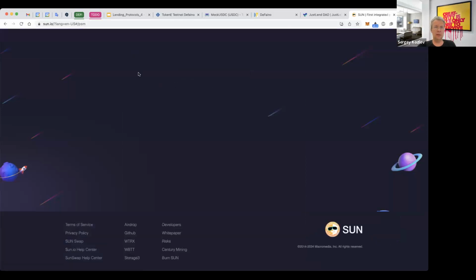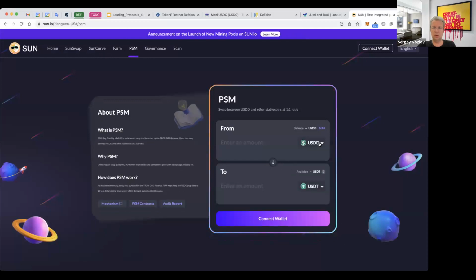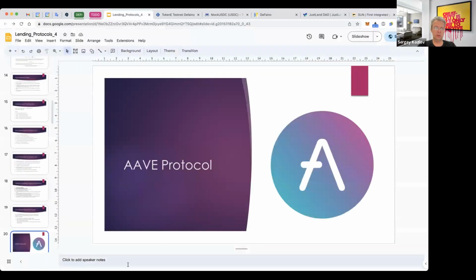By the way, they have PSM, but only for USDD. That's another token. USDD, you can always exchange 100 USDT to 100 USDD, but not vice versa, because it's empty for USDD. USDD is a different story. So that's it for today. I think the lecture was interesting for you. Thank you for your attention.